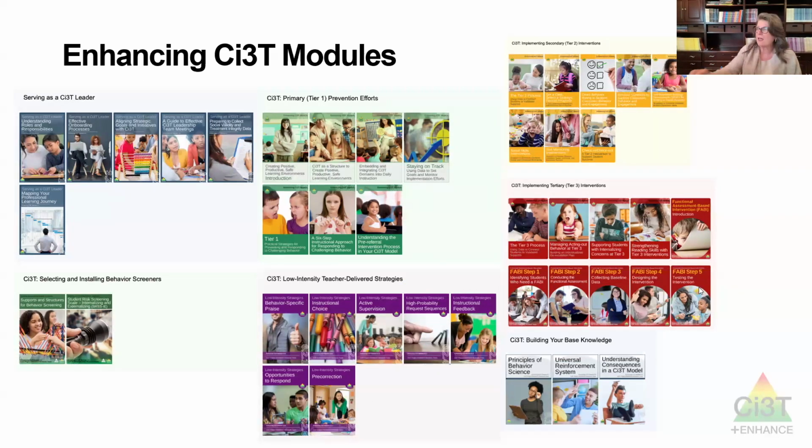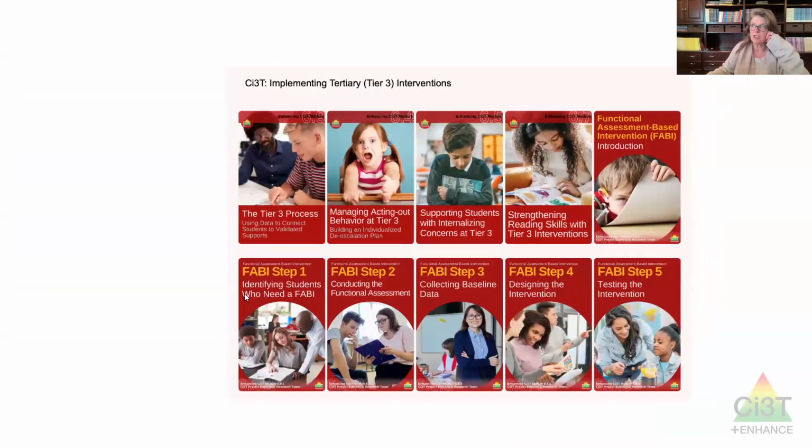Now, one thing we do want to highlight, you might notice that in addition to the overall overview of FABI, there's actually 5 additional modules, one for each step. And that is because it is a more complex intervention. And the good news is it's completely validated and tested. It's actually one of the things that you'll find in the What Works Clearinghouse guides for how to really efficiently and effectively manage challenging behavior for kids that are exposed to multiple risk factors and kids that need additional supports.